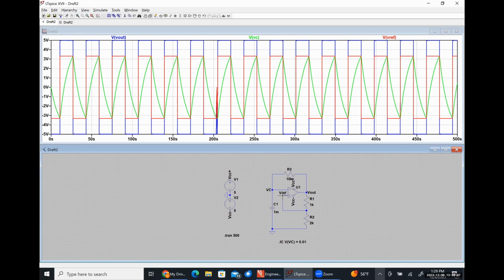Yeah, so we have our supply voltages that are there. We're just establishing a periodic reference.